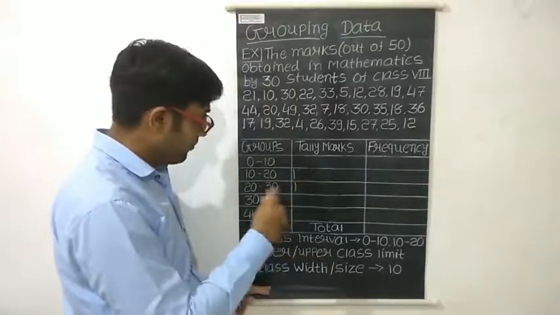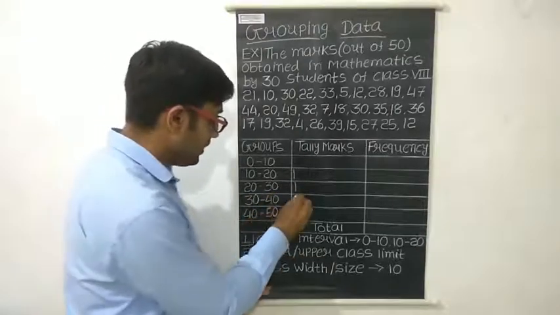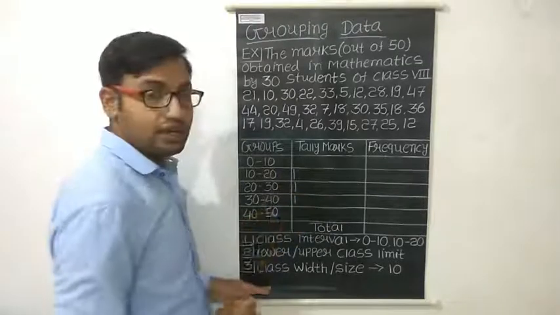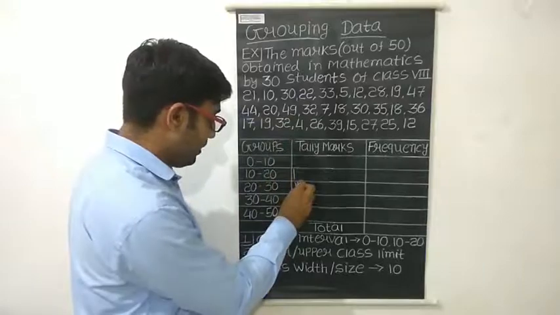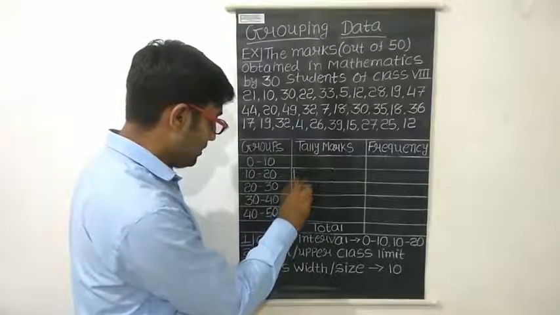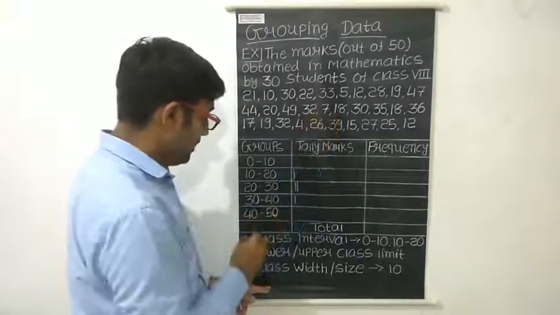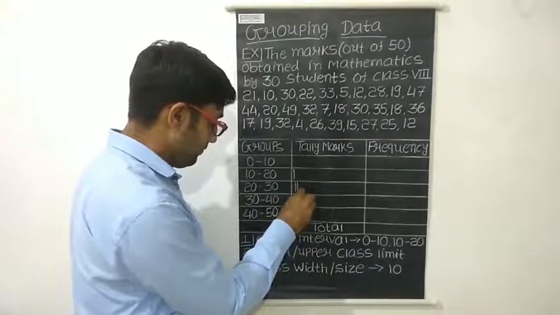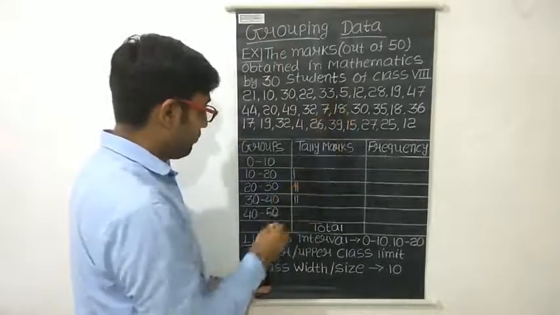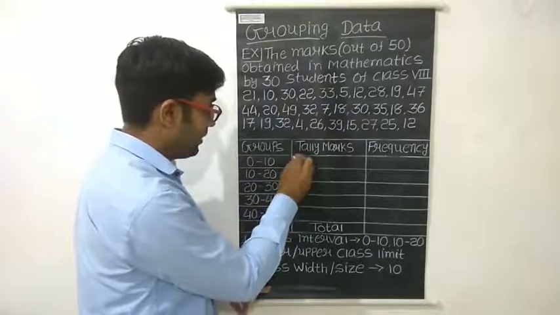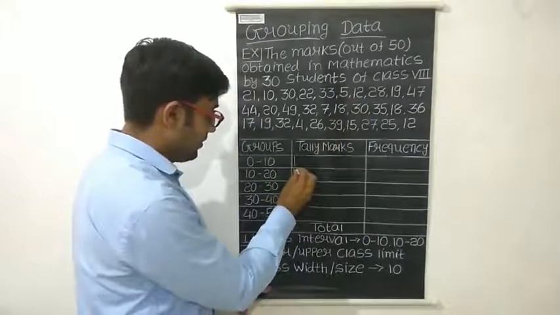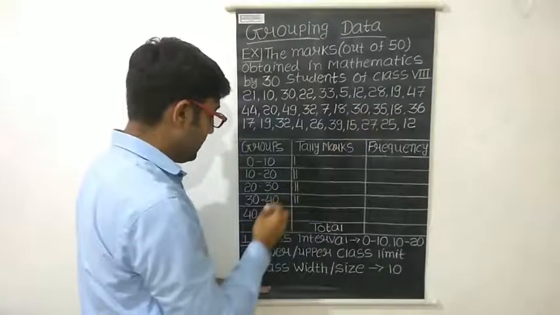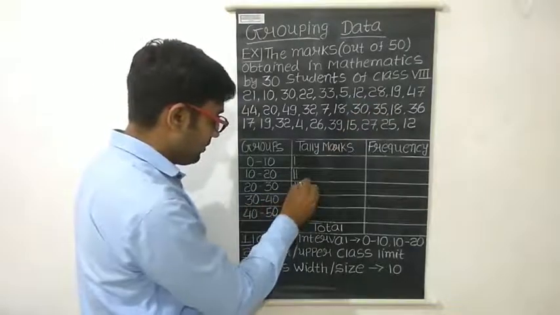So according to the conventional method, we have to put 30 in this group. Right. Now the fourth one is 22. Again 22 will be in this group. 33 is in between 30 and 40. Put one mark here. 5 is in between 0 and 10, so we have to put it here. Then 12 is here. Then 28 will be here.